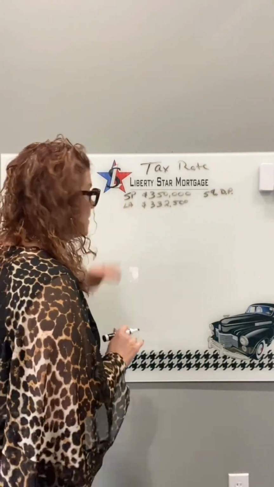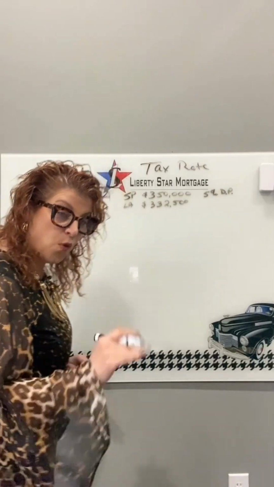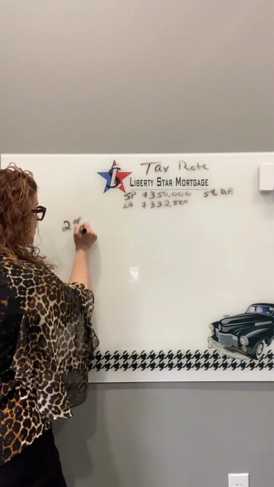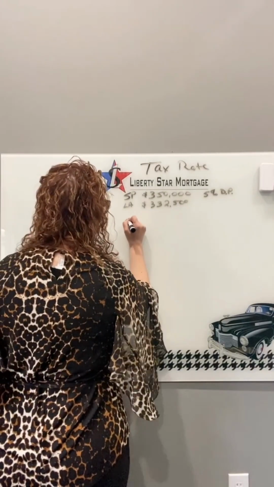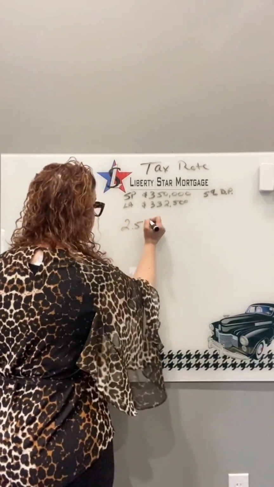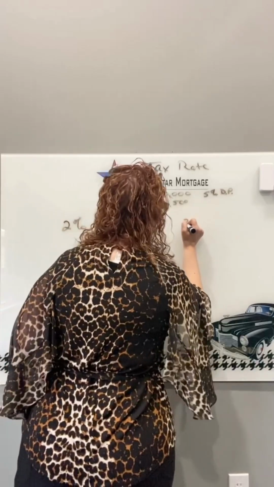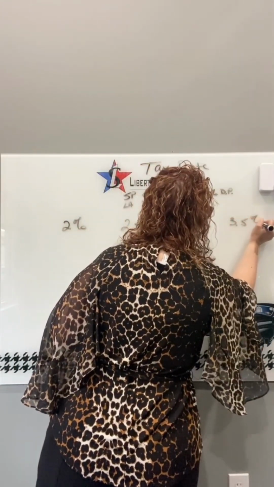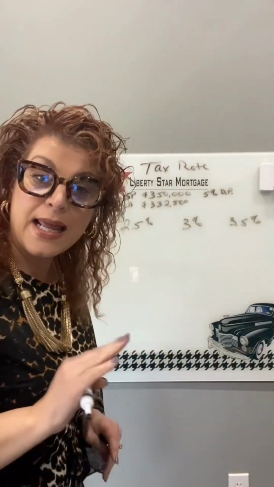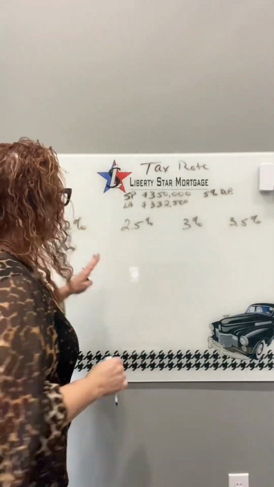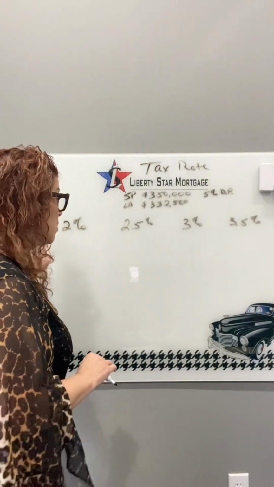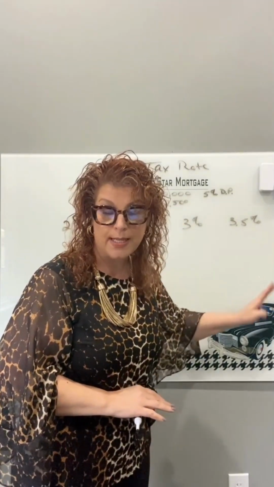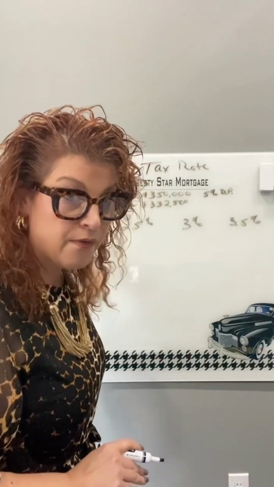So let's look at this. We're gonna do 4 different tax rates. We're gonna do a 2% tax rate, a 2.5% tax rate, a 3% tax rate, and a 3.5% tax rate. And in the Houston area, there are tax rates going all the way from 1.8 up to 3.9%. So this is very doable.